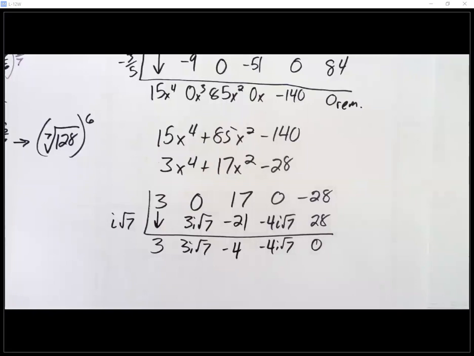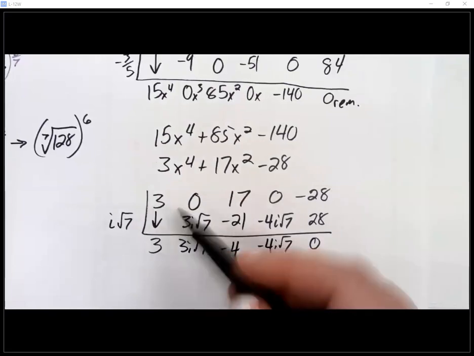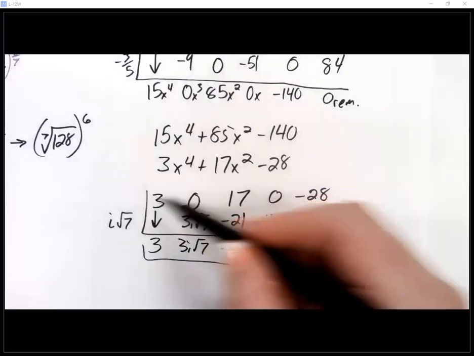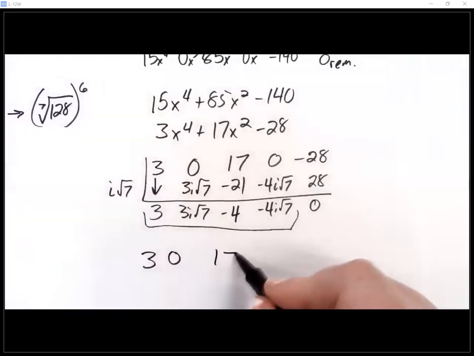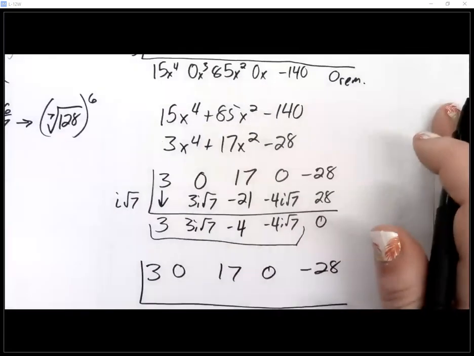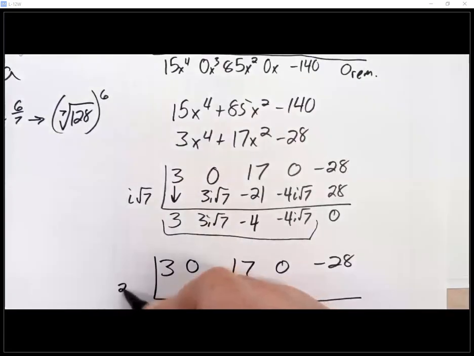So I guess now what I might do is just try 2 root 3 over 3 and see if that works. If that works, I know it's D. If it doesn't, it's got to be B. But I wouldn't use these new numbers because they're terrible. They've got i's in them. I'm going to go back to right here: 3, 0, 17, 0, -28. And I'm going to try and plug in 2 root 3 over 3. And it's probably going to be a disaster, but maybe not.